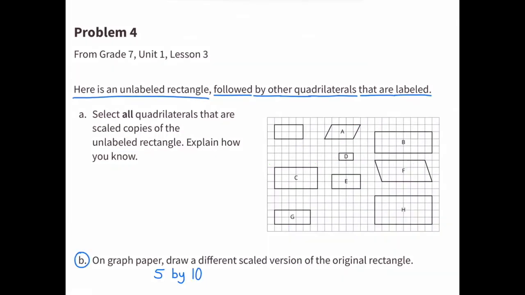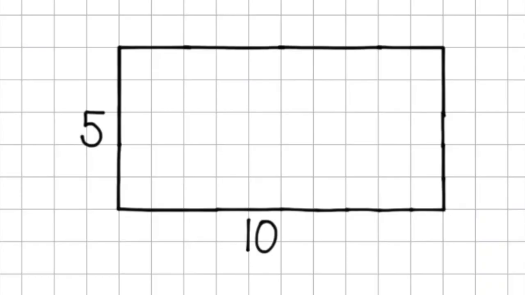B. On graph paper, draw a different scaled version of the original rectangle. I've decided to draw one with dimensions that are 5 by 10. Here's a scaled copy of the original unlabeled rectangle. It has a base of 10 and a height of 5.